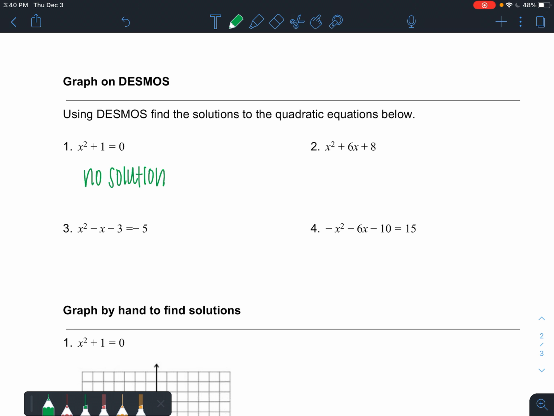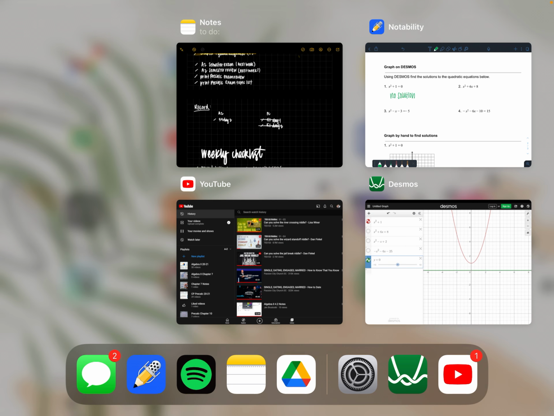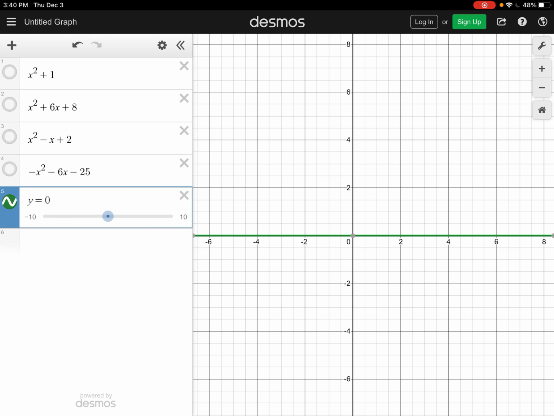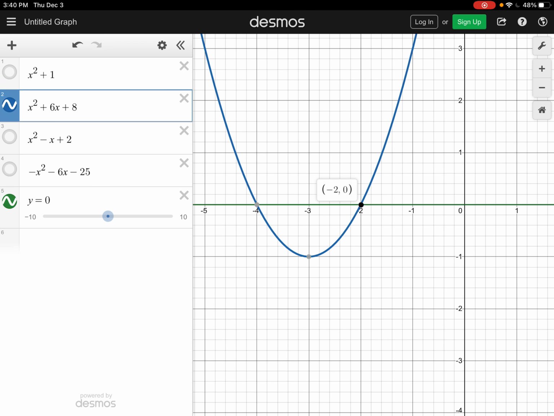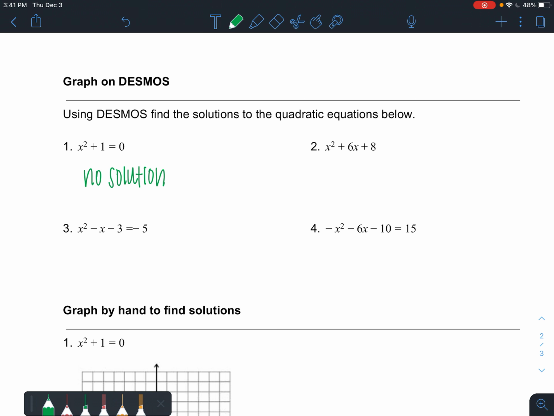This next one, x squared plus 6x plus 8. Let's look at that. Okay, so here you can see that it does overlap, and if you click on these points, it'll tell you what those points are. So the x is what we want. x is -4 and x is -2 are where those points intersect with the axis. So x is equal to -4 and -2. We don't even have to count because it tells us.